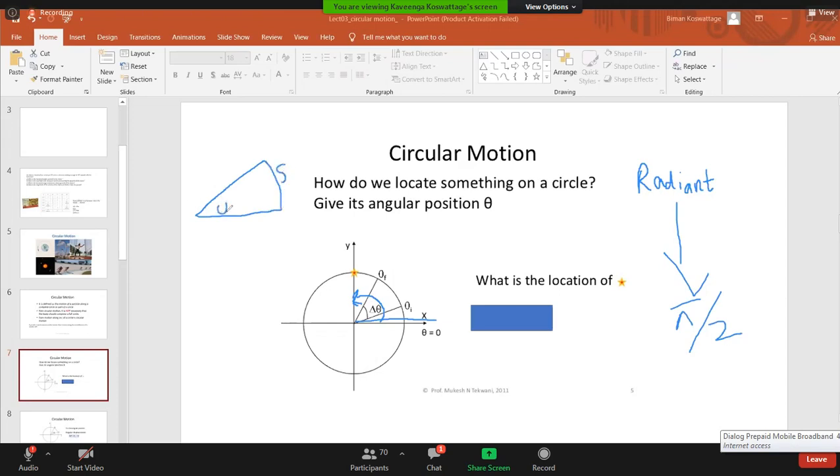Theta angle which is formed by length of intercept s.